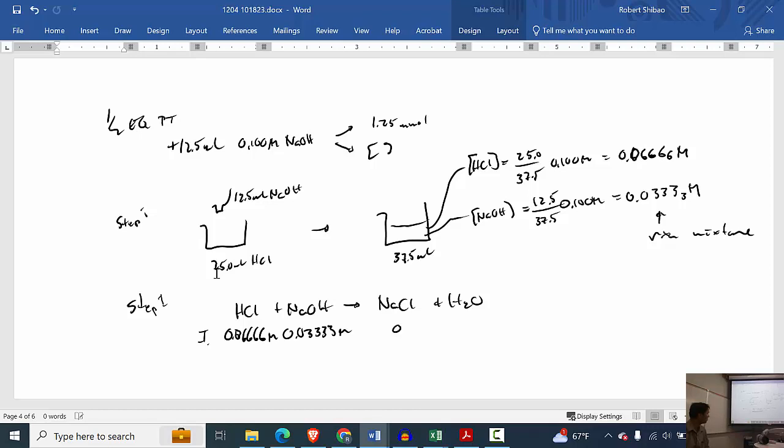Then we have sodium chloride, which is going to be 0 molar, and H2O, which is just a liquid. Now, what is K for this reaction? Well, if I take a strong acid like HCl and react it with water, which is a very weak base, K is very large. If I take a strong acid like HCl and react it with a weak base, like acetic acid, K is very, very large. If I take a strong acid and react it with a strong base, like this one, I call K very, very, very large.